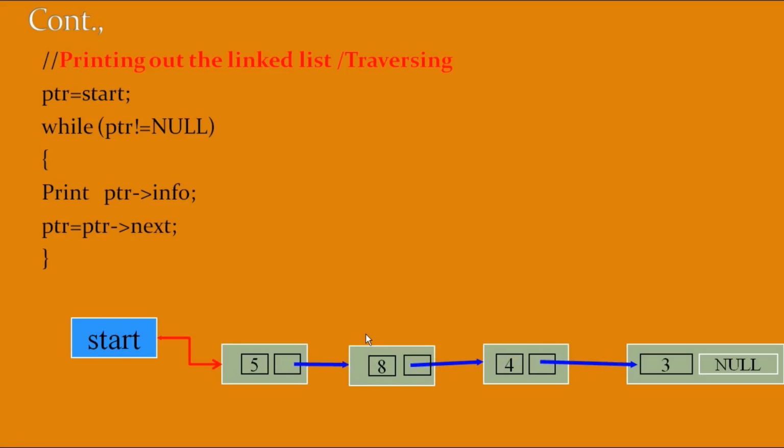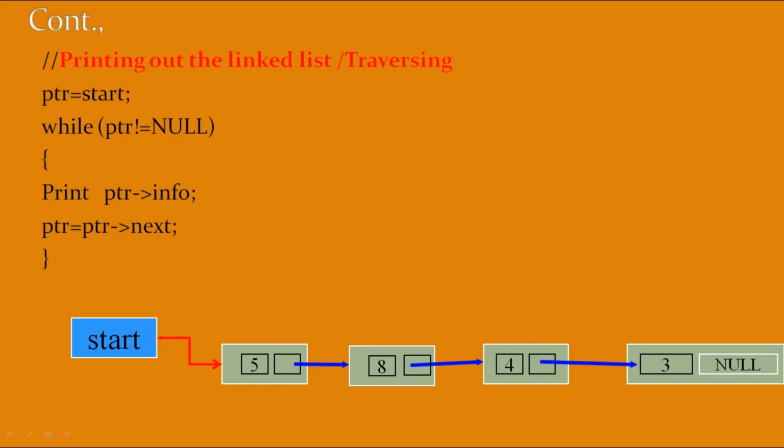The first node contains 5, the second node contains the value 8, the third node contains the value 4, and the fourth node contains the value 3. You can notice here that the null value is stored in the link part of the last node, because after the fourth node there is no other node connected to it, so its link part is null.